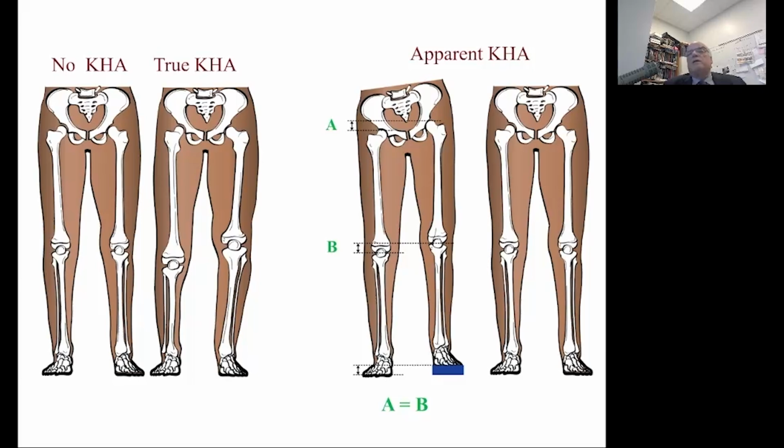In that case, it's not a true, it's an apparent knee height asymmetry. Why? Because we are starting with an oblique pelvis. The hips are not level, and as you can see here, there is a knee height asymmetry, which is the amount of B. However, A equals B. So if you make the pelvis level, the knee height asymmetry disappears. So that's an apparent knee height asymmetry.